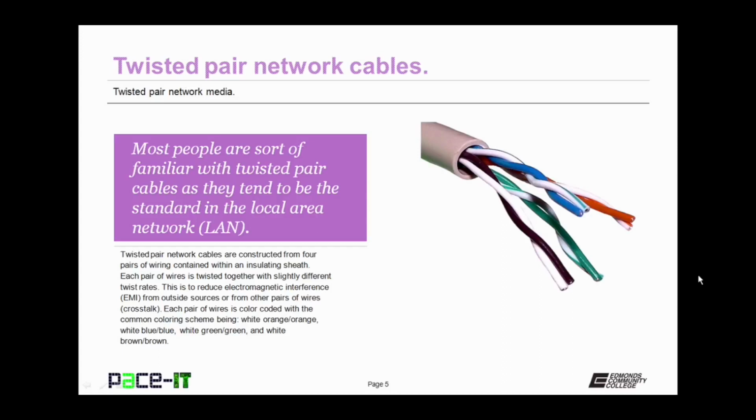Each pair of wire is twisted together with a slightly different twist rate. This twist in the pairs reduces the opportunity for electromagnetic interference from outside sources or from other pairs of wires. Now, this interference that can be caused by adjacent pairs is called crosstalk. Each pair of wires is color-coded, with the common coloring scheme being white orange, orange, white blue, blue, white green, green, and white brown, brown.